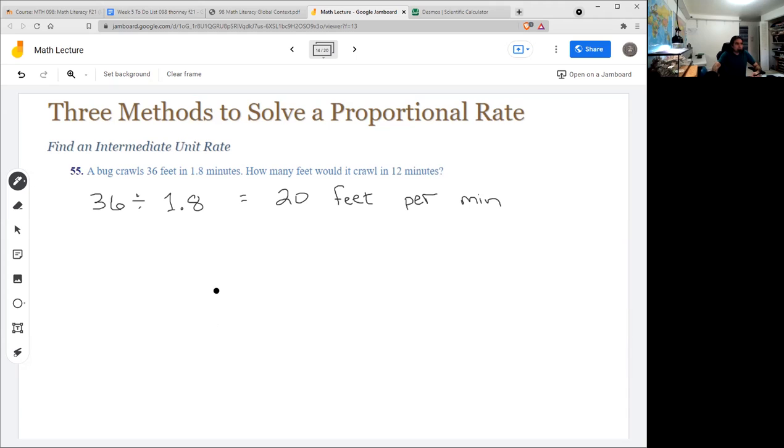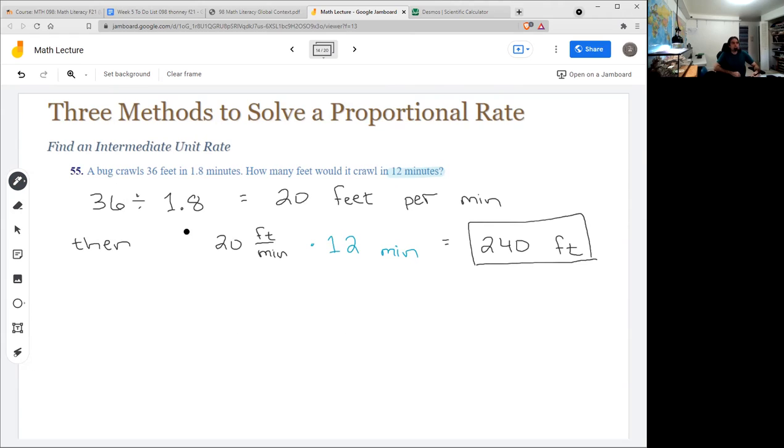We're not done. If we're doing a unit rate of 20 feet per minute, then we'll take that, multiply it by the 12 minutes, and get our answer. Everyone able to follow what I just did?